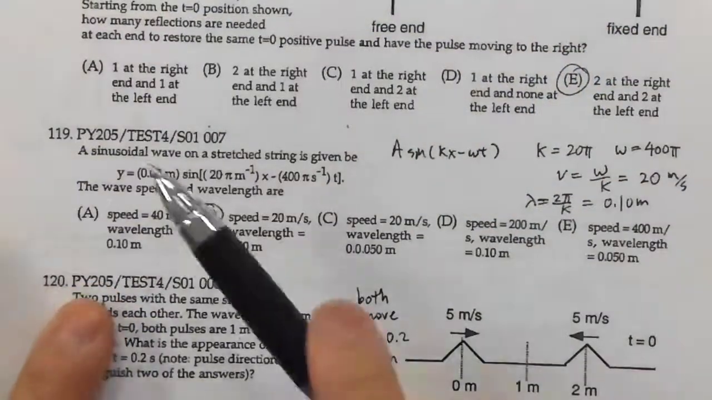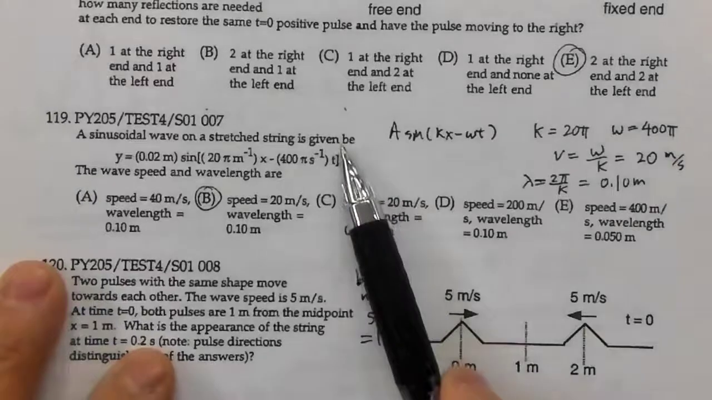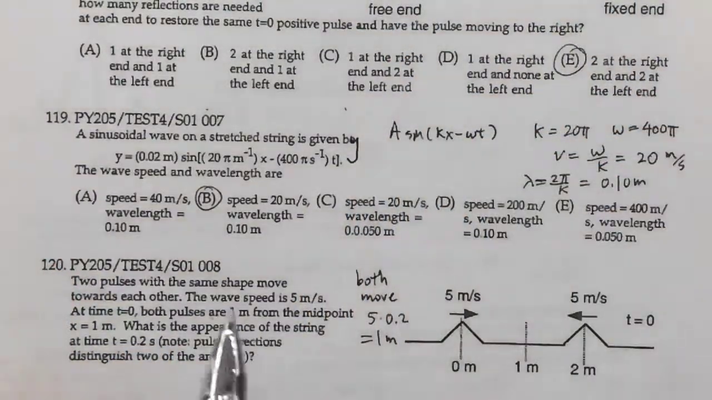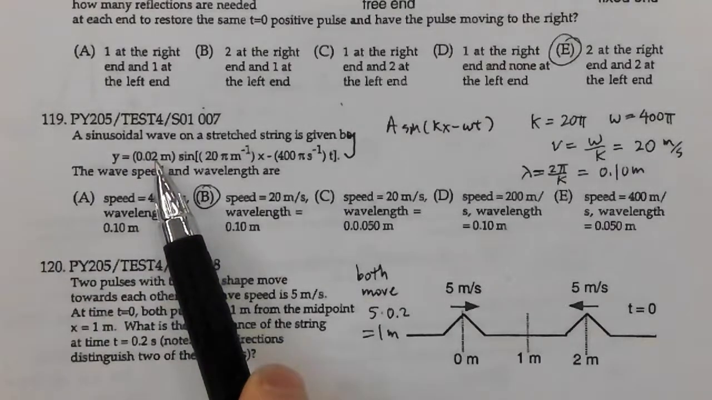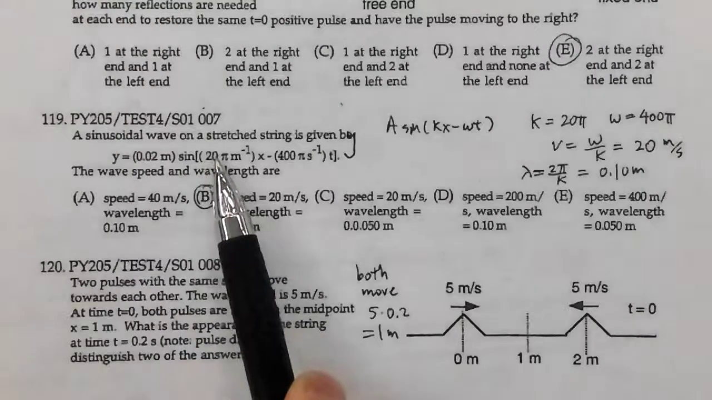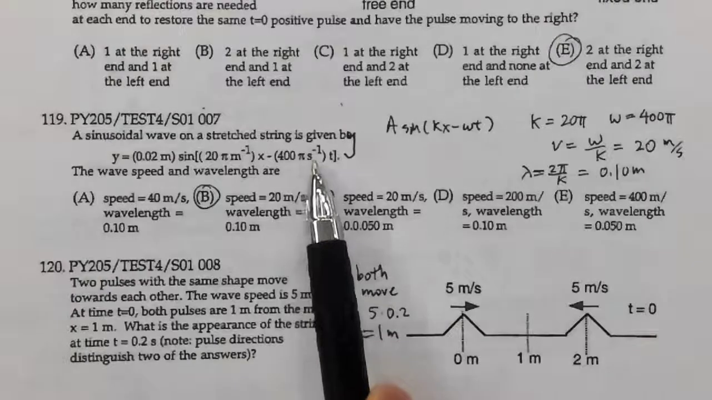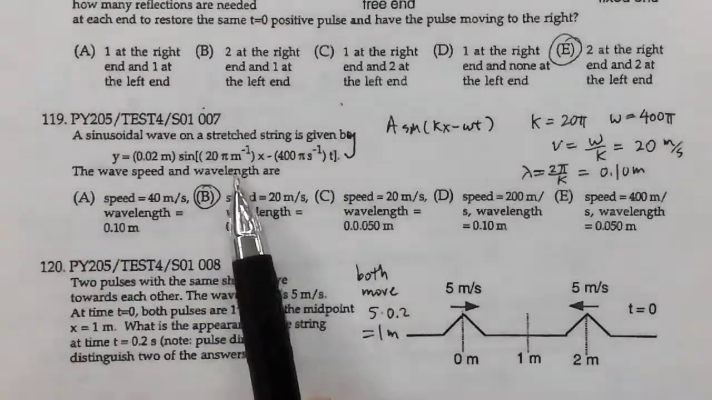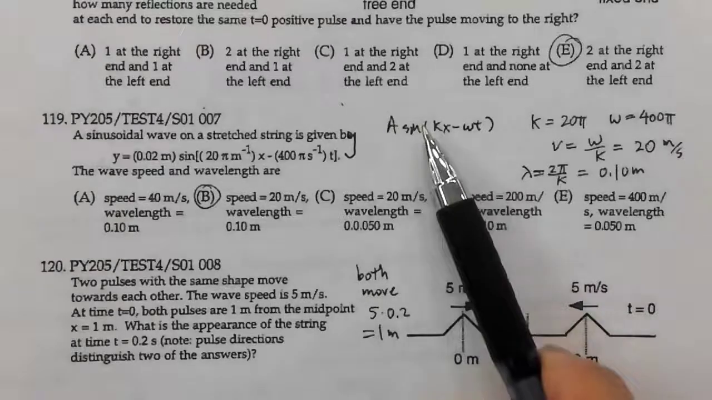Okay, a sinusoidal wave on a stretched string is given by y, the displacement, equals 0.02 times the sine of 20 pi times x minus 400 pi times t, and they want to know the wave speed and the wavelength, similar to the problem we just did with clickers. Okay, so let's do it this way.